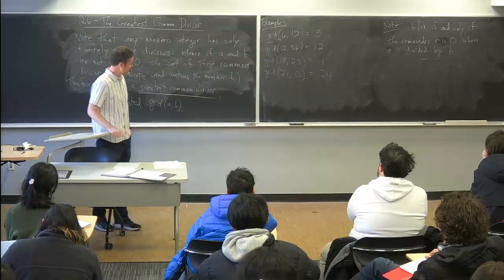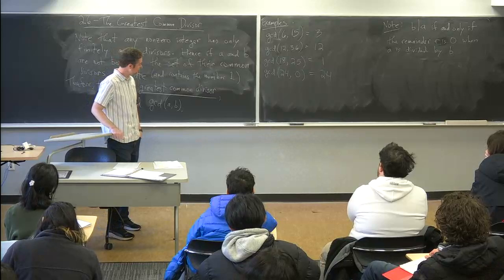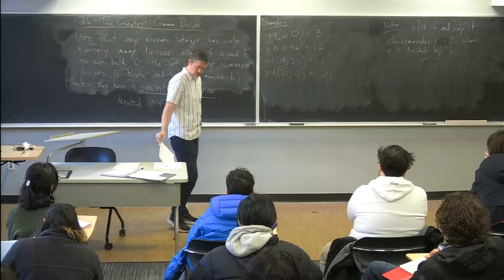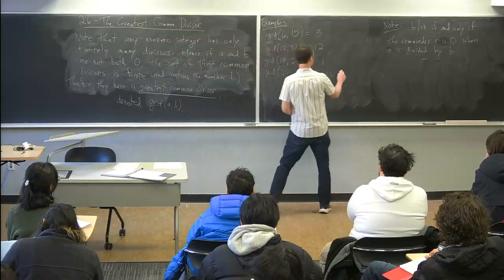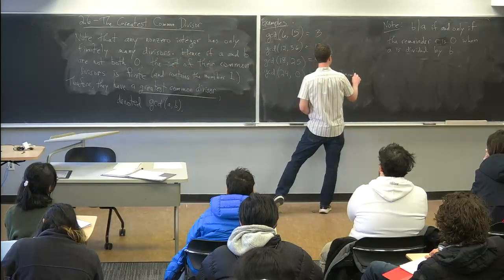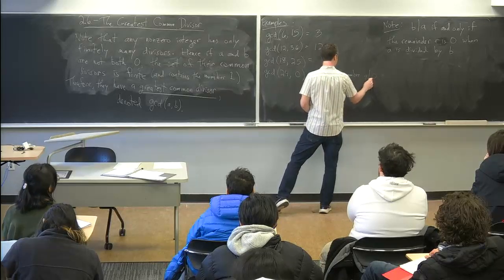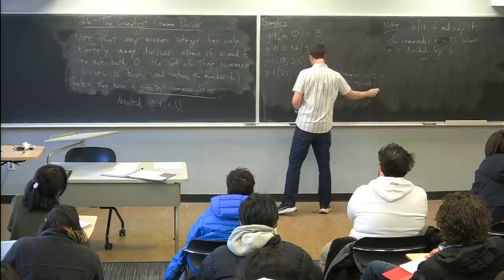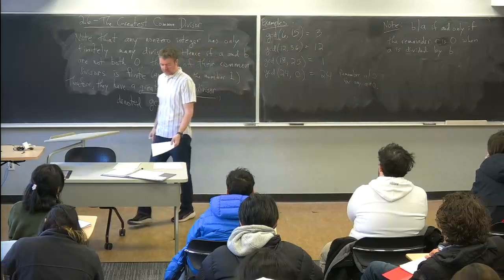So remember, everything divides 0. So 24 divides 24, and 24 also divides 0. So just remember, A divides 0 for any A.